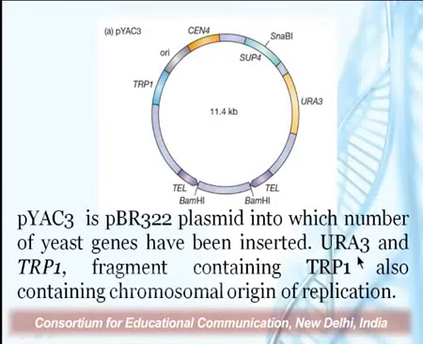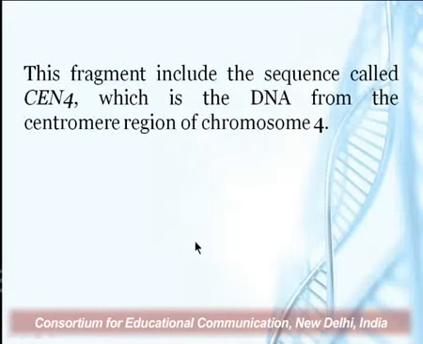It is again a PBR322 plasmid into which a number of yeast genes have been inserted. Apart from these, it contains the two genes which we have talked about, URA3 and TRP1. Now, this fragment containing TRP1 also contains the chromosomal origin of replication, which is located in here. The fragment also includes a sequence which is the DNA from the centromeric region of the chromosome. So, it also has a CEN4 region, which is basically the centromeric region from chromosome 4.